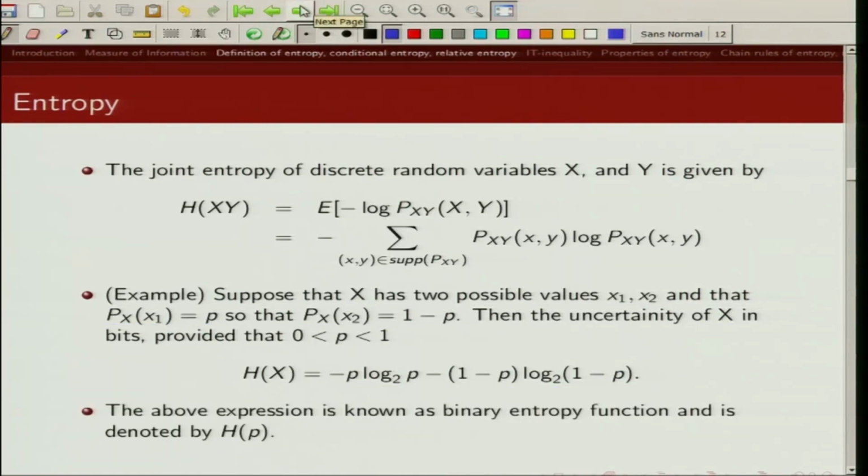Now this expression has a special name. It's called the binary entropy function, and it is denoted by h(p). In many books they use the small notation, small h(p). I am just avoiding the small notation to avoid confusion with differential entropy, which we will define when we talk about continuous random variables. So I am denoting this binary entropy function by capital H(p).